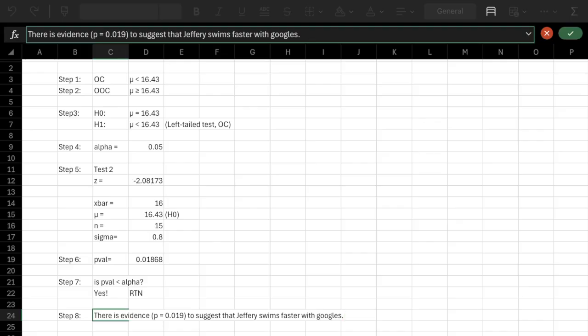Right? Because that mean of 16 from 15 swims couldn't have been a fluke. All right? It was way unlikely, given the null hypothesis, for that to have been a fluke. So there it is. But I almost forgot my confidence. I'm going to say with 95% confidence.